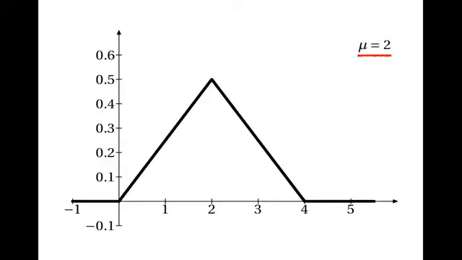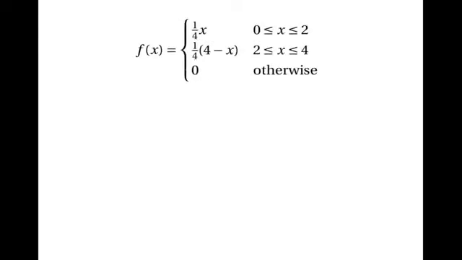Okay, so the mean for this random variable is 2. Now let's work out the variance. In order to find the variance, we have to find the expected value of x squared, and that would be the integral of x squared f of x over all possible values of x.